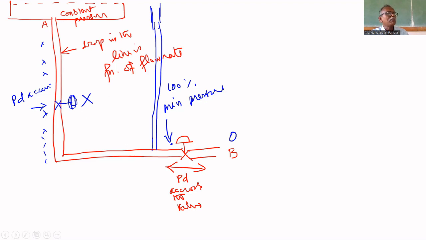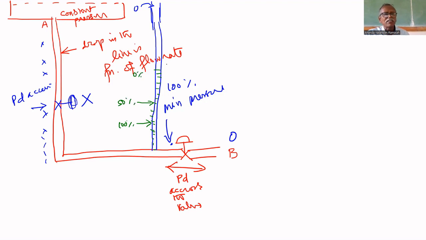The column will be filled depending upon the pressure. What is the pressure here? Zero, am I correct or not? It is open to atmosphere. The other end is connected just before the valve. If the pressure is more, this will be filled with liquid up to this height. If the flow rate is 50%, it will come down here. If the flow rate is 100%, it will come down here. This is for 100%, this is for 50%, and this is for 0% flow rate.